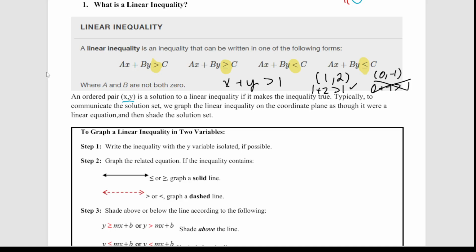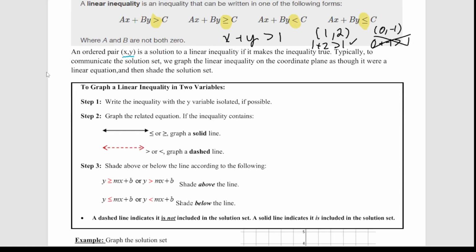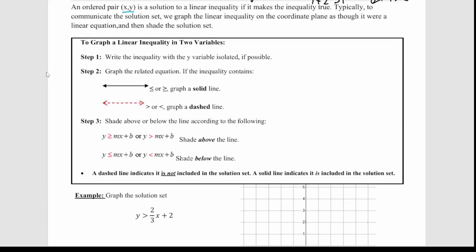Now, in order to talk about the solution set, it is not physically possible to list off every single ordered pair that's going to make this inequality true. There's infinitely many of them. So what do we do instead? We very, very carefully graph it. How do we graph these? Well, even though this will maybe be given to you in standard form sometimes, you really want to rewrite this, if possible, in slope-intercept form. That's what that first step is saying.